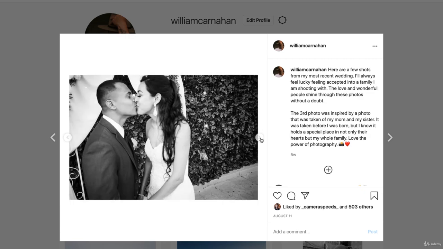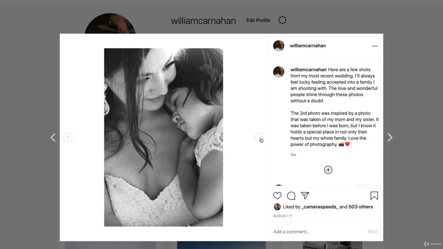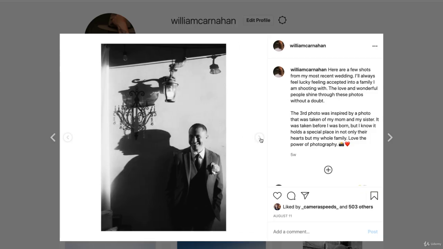This whole wedding, I was really just playing around with compositions. This one's so close, and actually this photo is inspired by a photo that someone took of my mom and my sister when they were younger, and I just always loved that photo and how close and tight-knit and intimate it is. And here again, here's another negative space photo.